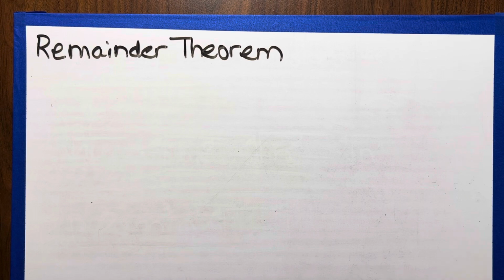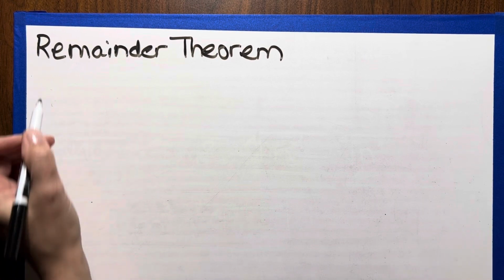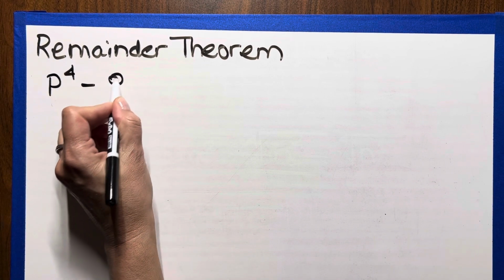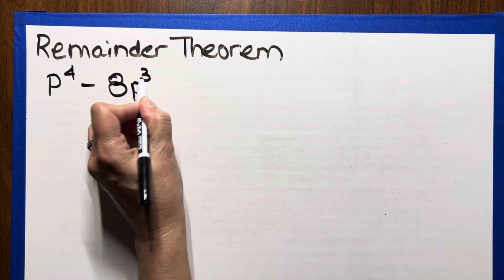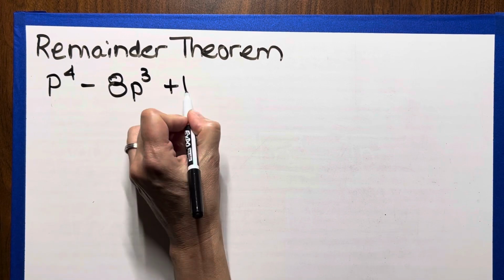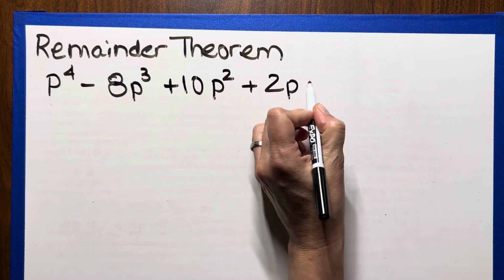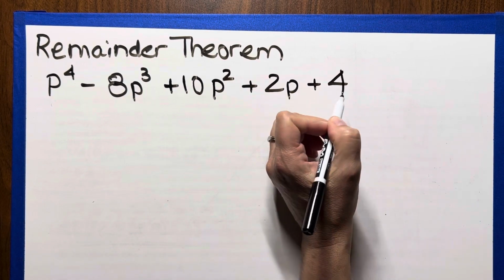Today's topic is the remainder theorem. The remainder theorem is used oftentimes in conjunction with synthetic division. Here's what our problem looks like today: p to the fourth minus 8p cubed plus 10p squared plus 2p plus 4.